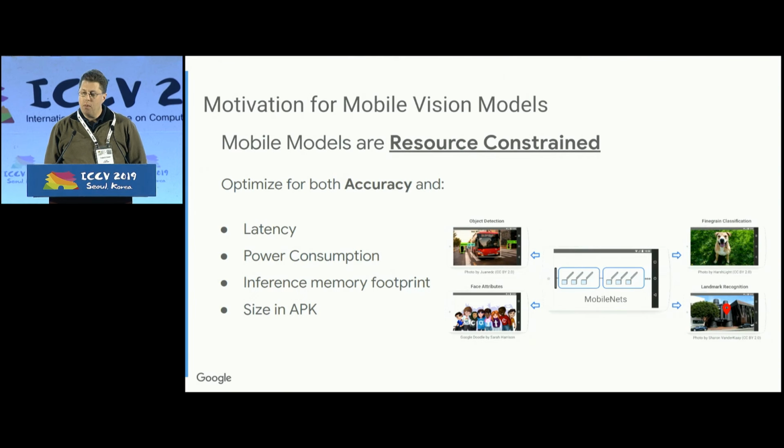All right, so what are the motivations for mobile vision models? The key idea is mobile models are highly resource constrained. These need to work on, say, a mobile phone or other embedded device. So what we need to do is optimize for accuracy, but also reduce latency, power consumption, inference memory footprint, as well as the size in the APK. Basically, we want high quality models, and we want to use almost no resources for it. So, competing forces.